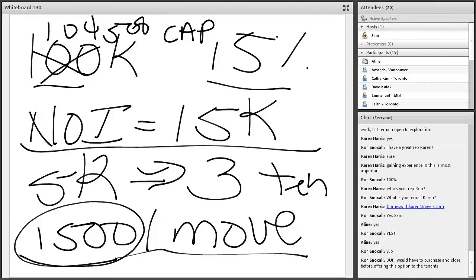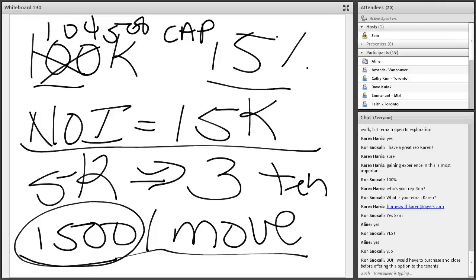That's all that means. So we run our numbers at 104,500, and our cap rate doesn't go under 10. It's not even close to under 10. It's still a good property with good income, and it's something that we just incorporate into the purchase price. Does everybody see that?